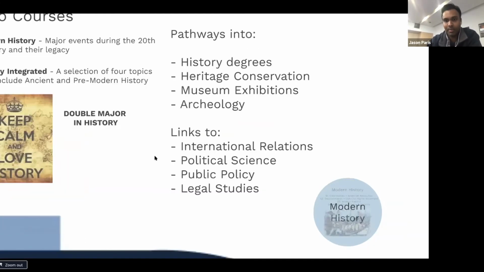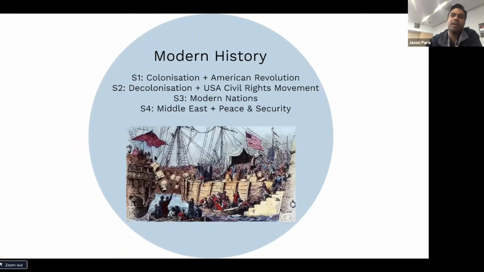But specifically, when we look at modern history, it's a 4-semester course. The first semester that they're currently doing is colonization and the American Revolution. The second semester is decolonization and the USA civil rights movement.